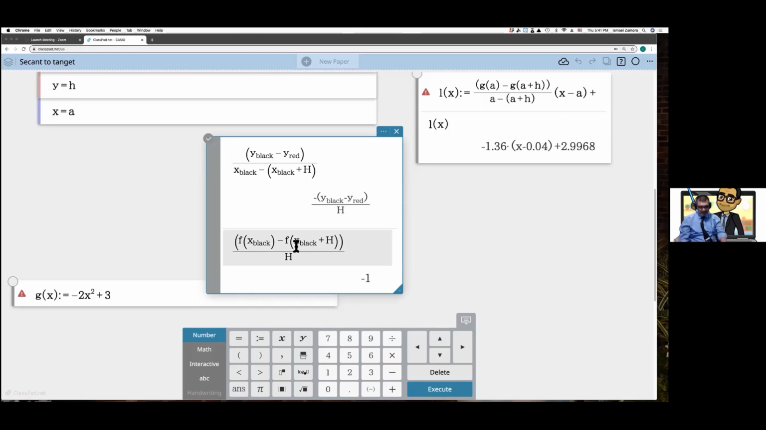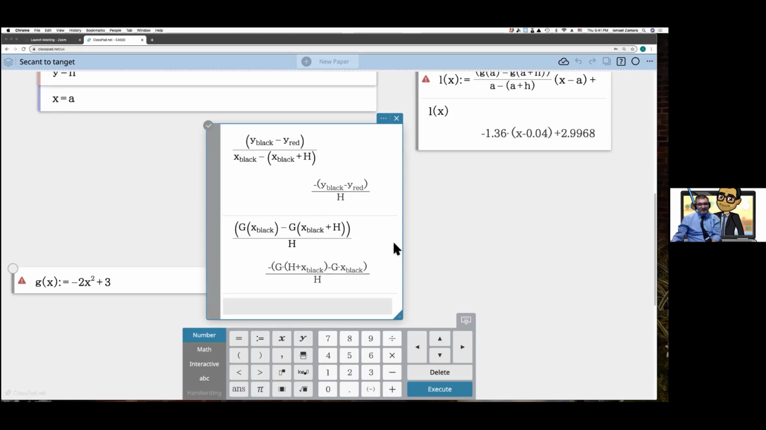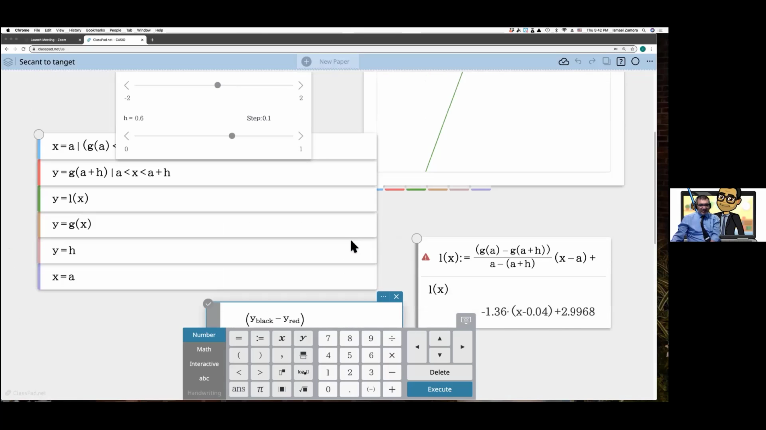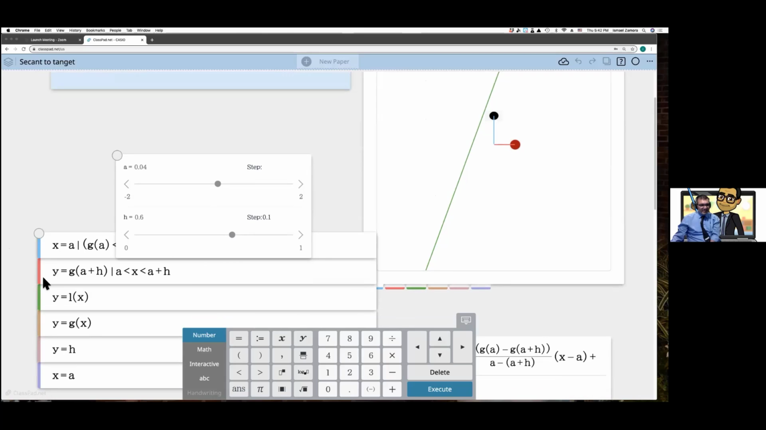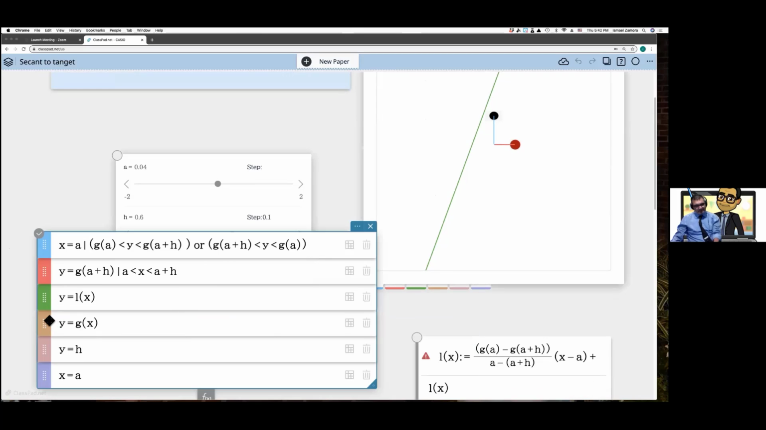So you know what? Let me change my function here to a name I don't already use, because it looks like I'm using the f notation. So here we go. So we have f of x plus h, or g of x plus h, minus g of x, all over h. That's starting to look like our instantaneous rate of change or our difference quotient.